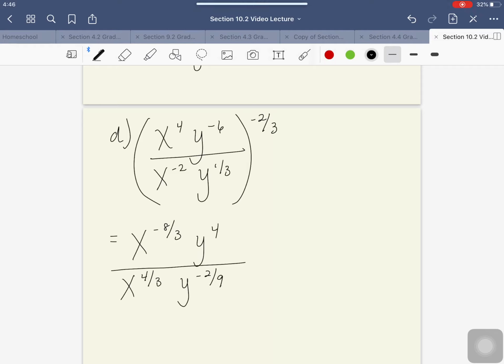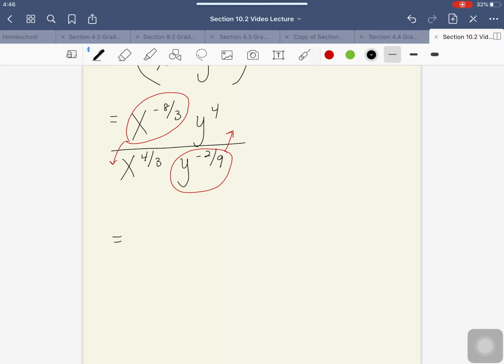All right, so now I'm going to flip the terms that have negative exponents. So this one will go to the denominator. This one will go up to the numerator, and the other two will stay where they are. So let's see. Now we have y to the fourth, y to the positive 2/9, x to the 4/3, x to the positive 8/3, and we have exponents of like bases we're multiplying, so we're going to add the exponents.